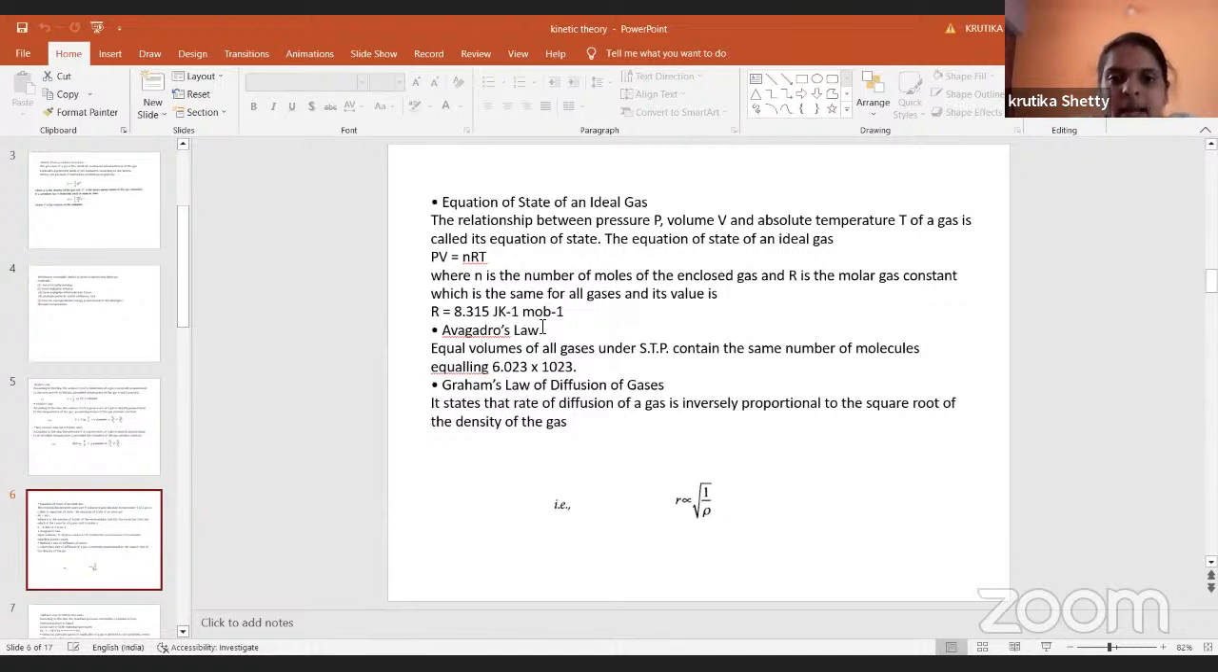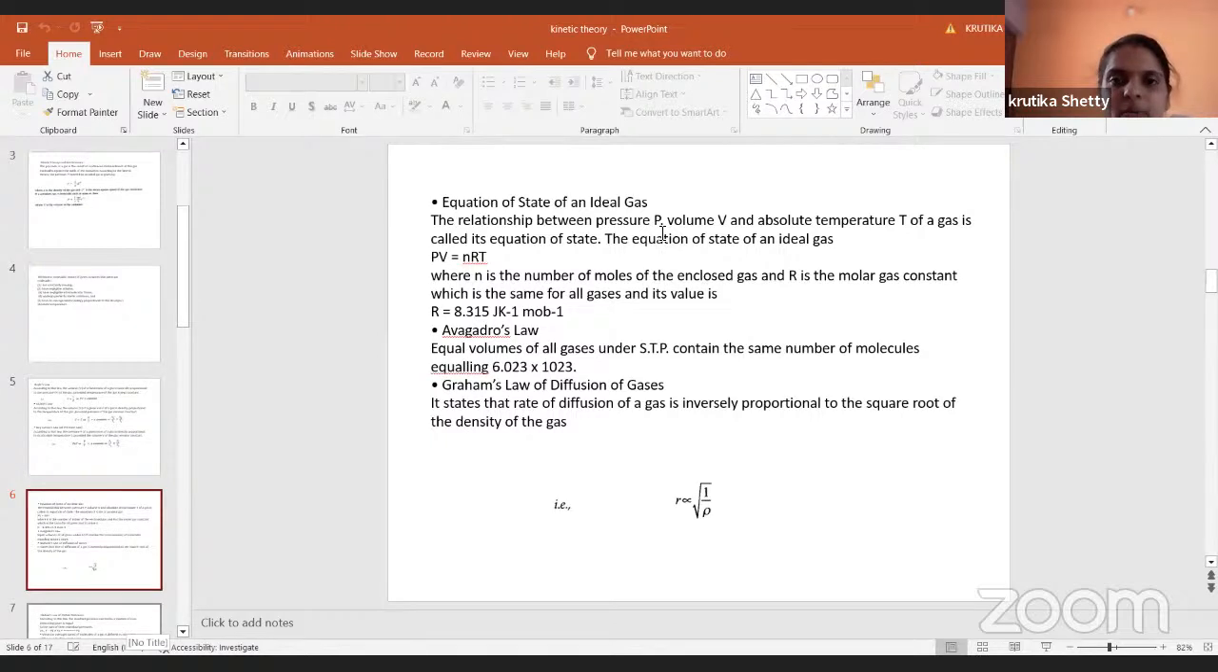Next, Avogadro's law. So what is Avogadro's law here? Equal volumes of all gases under STP, standard temperature and pressure, contain the same number of molecules, which is equal to 6.023 into 10 to the power of 23. Next, Graham's law of diffusion of gases. So what is this Graham's law of diffusion? The rate of diffusion is inversely proportional to the root of the density of the gas.